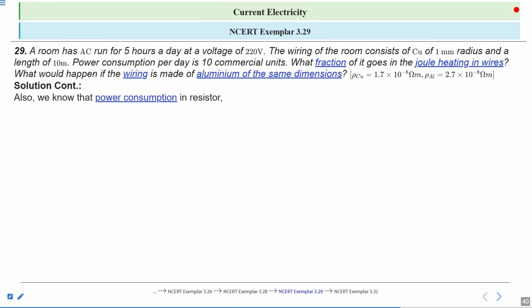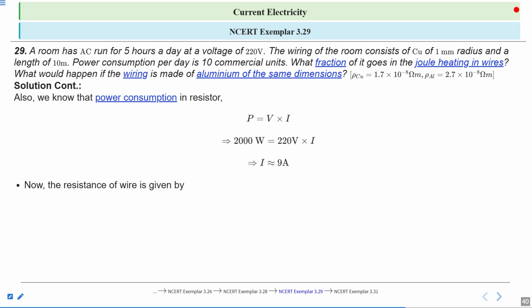Now as we know, power consumption in resistor, P equal to V into I. What is the power consumption here? 2000 watt. What is the voltage supply given in the question? 220 volt. So calculate the current through the wire. So current through the wire is nearly equal to 9 ampere.